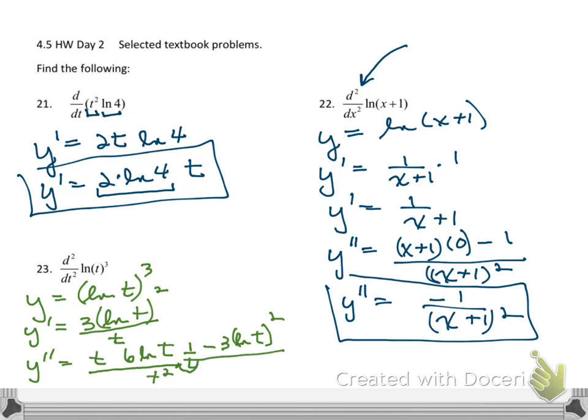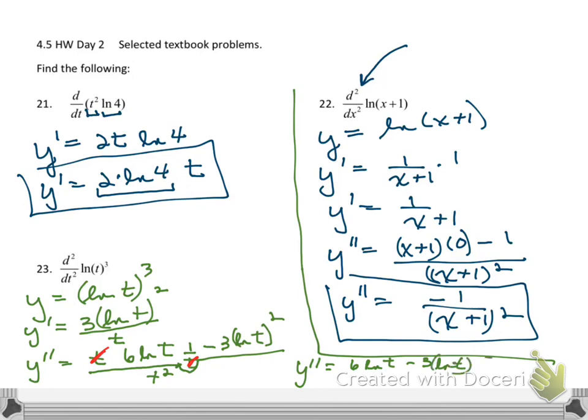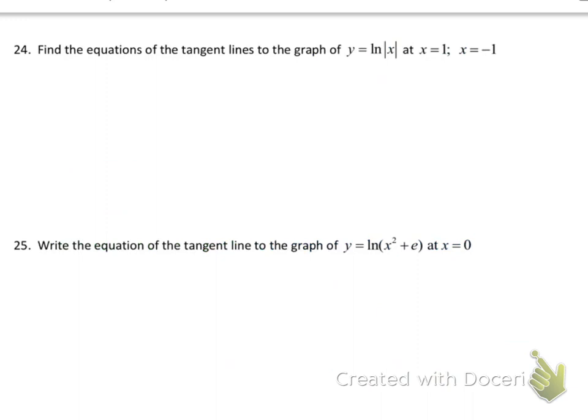t squared. Okay, so let's clean this up a little bit. And I'll change color so it's easier to see what I'm doing. Okay, remember this t I said is going to cancel this t up here. So my final answer is going to be this, and I'm going to kind of box this off a little bit. Okay, so it's going to be y prime prime equals 6 ln t minus 3 ln t quantity squared, all over t squared. Okay, done. Okay, going on to the next problems.